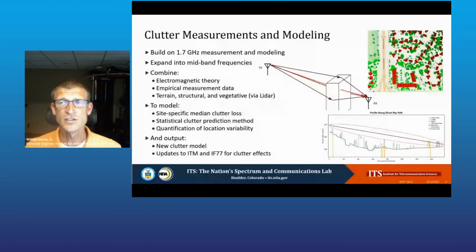So getting those distributions of location variability and time variability that are really important when we think about how you manage interference, some of the topics the previous panel talked about. And so these things are going to be rolling into clutter modeling, updates to IF77 and ITM. As you know, those don't have clutter effects at the current time. And so we're really trying to feed this all through. And also there's going to be an open data component of this. And then last slide.